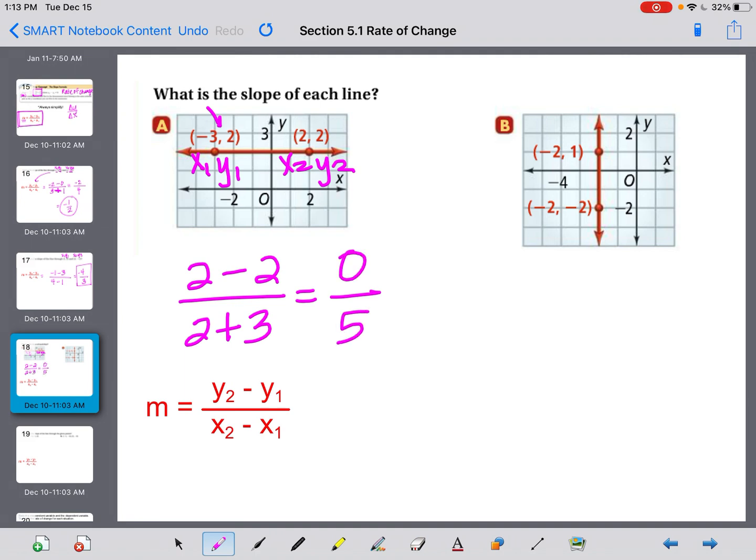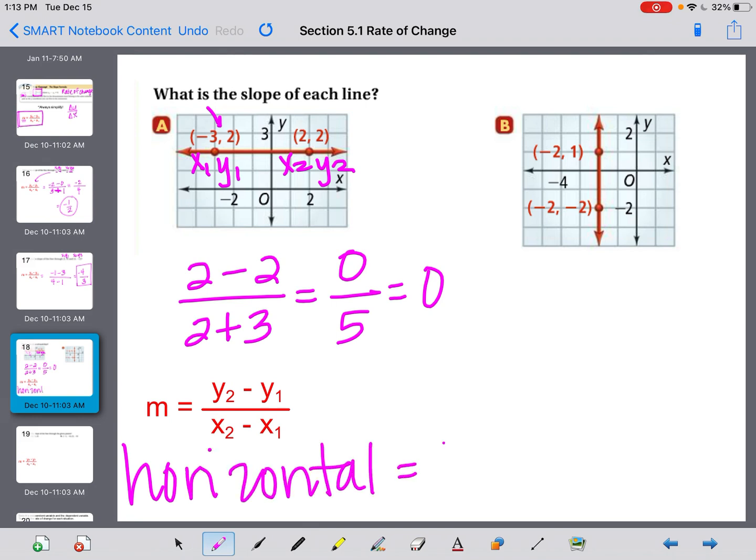Now, if you notice, I'm not really rising at all in this one. Also, if I tried to do 0 divided by 5, if I have 0 things and I try to divide them into 5 groups, I'm going to get a 0. Okay, so a horizontal line is going to give me a slope of 0 every time.